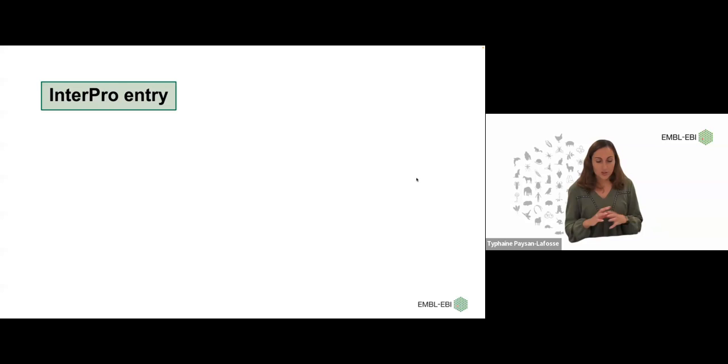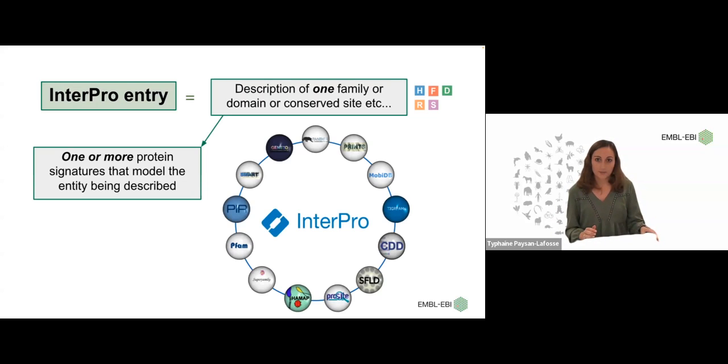So let's just define quickly what is an InterPro entry. It describes a family, a domain, a conserved site, a homologous superfamily, or repeats. Those are the 5 entry types. And it contains one or more of what we call protein signatures or models that model this entity that is being described, from one or multiple of the resources that we have in our consortium.